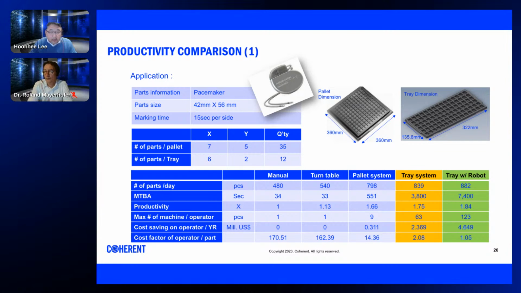On the cost saving on operators per year, which is based on the annual salary of $38,000 for a typical operator, tray system could save up to 2.3 million per year only from reducing operators. This calculation is based on the assumption that loading and unloading only takes a minute, and a single operator could operate up to 63 machines based on the calculated MTBA. However, this number does not sound realistic. A single operator could run up to 63 machines.